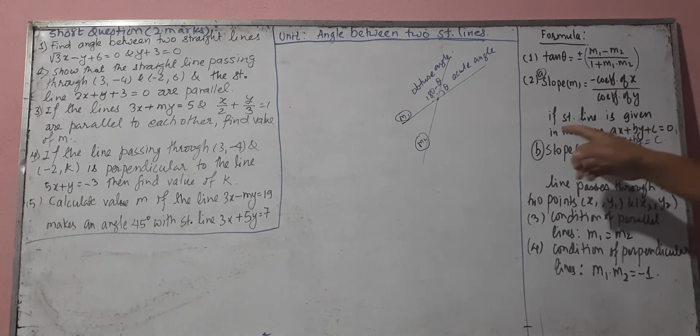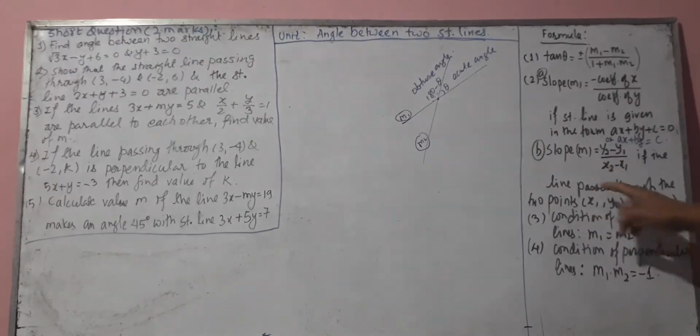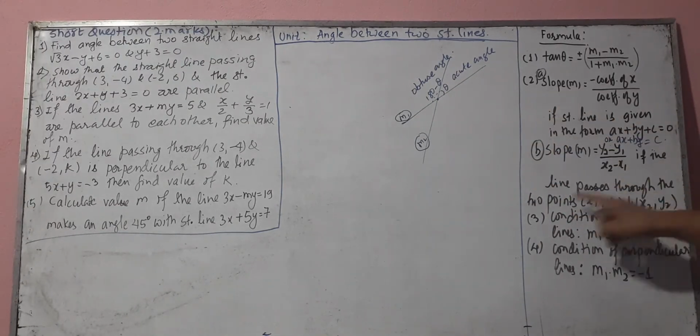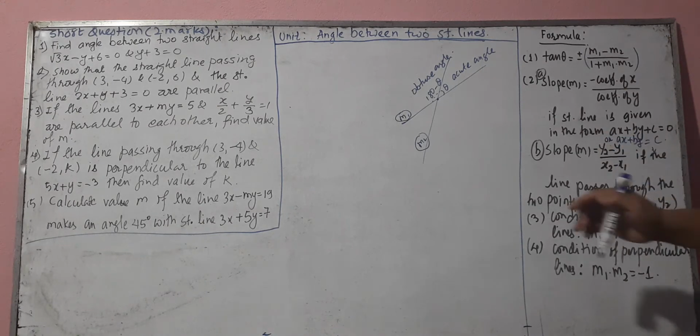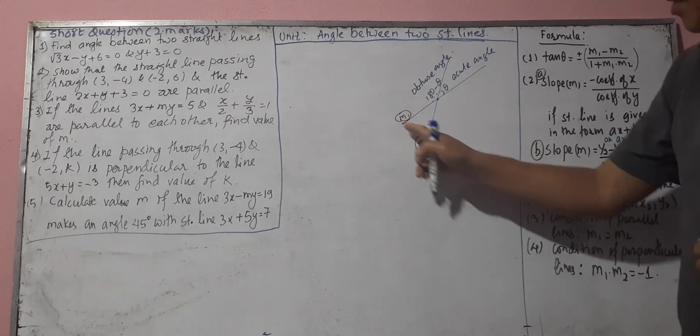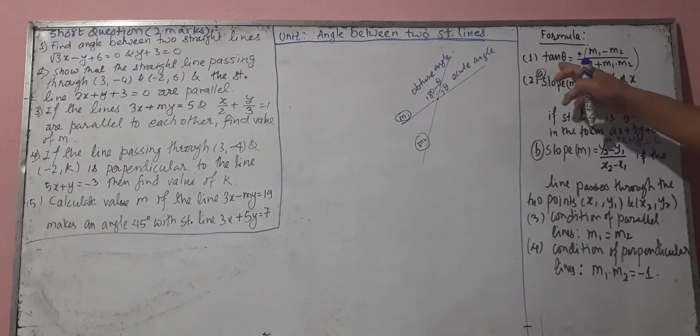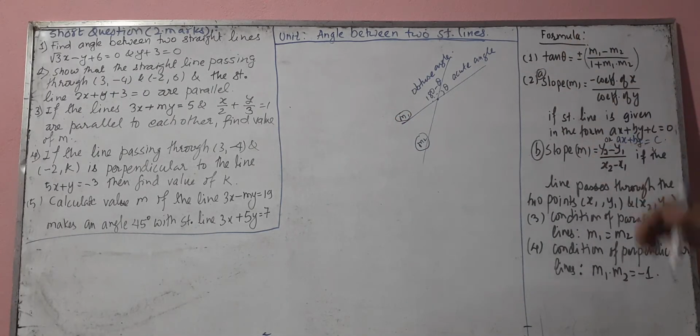Next, if the line passes through the two points (x1, y1) and (x2, y2), then the slope of that line is given by y2 minus y1 divided by x2 minus x1. So after obtaining m1 and m2, we can find the angle between the two lines.